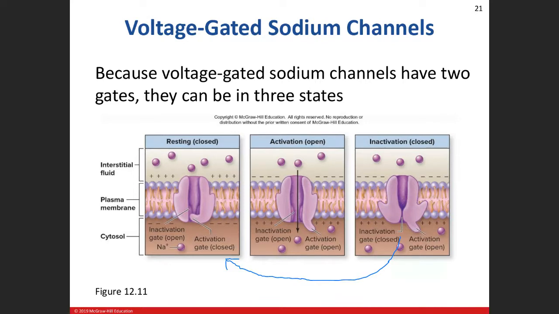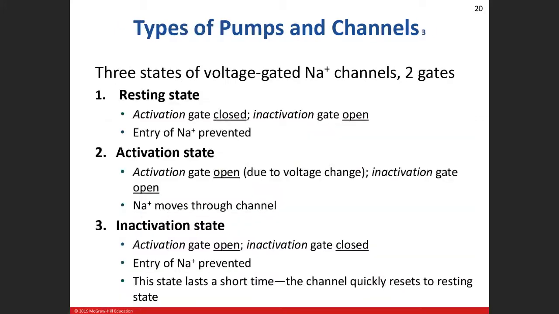Yep, it'll reset itself. But it needs a stimulus, and it needs that change in the voltage across the plasma membrane. And we'll talk about exactly all the specifics. This is kind of a general take on it. I'll walk you through all the steps. But you need to know that this type of channel is unique. Okay? The voltage-gated potassium channel is not like this. It doesn't have 2 gates. Only the voltage-gated sodium channel does. So it goes through all these states here, the resting, the activation, and then the inactivation.